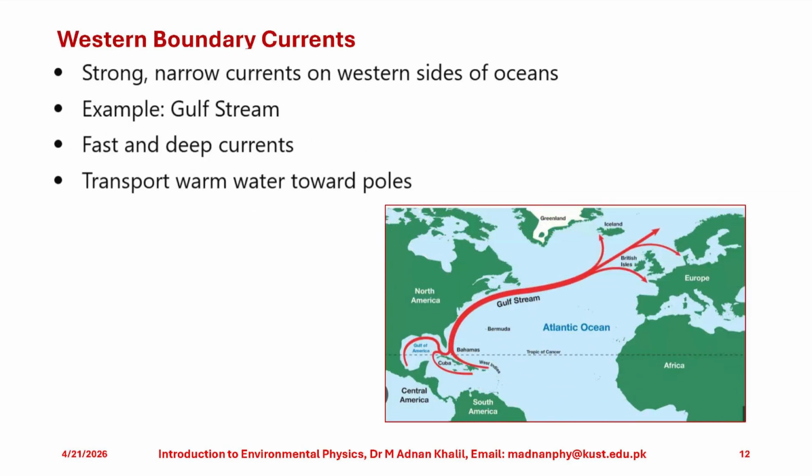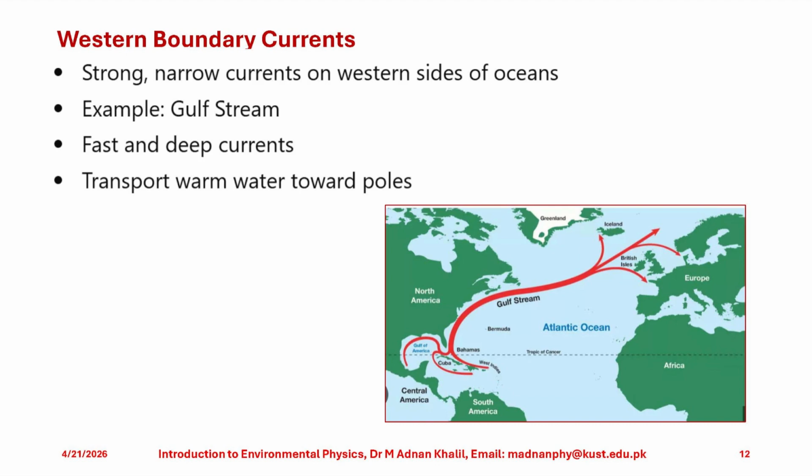Now observe the Gulf Stream in the figure. It is a strong, narrow current located on the western side of the Atlantic Ocean. These currents are fast and deep, carrying warm water toward higher latitudes. The diagram shows how concentrated and directed this flow is.